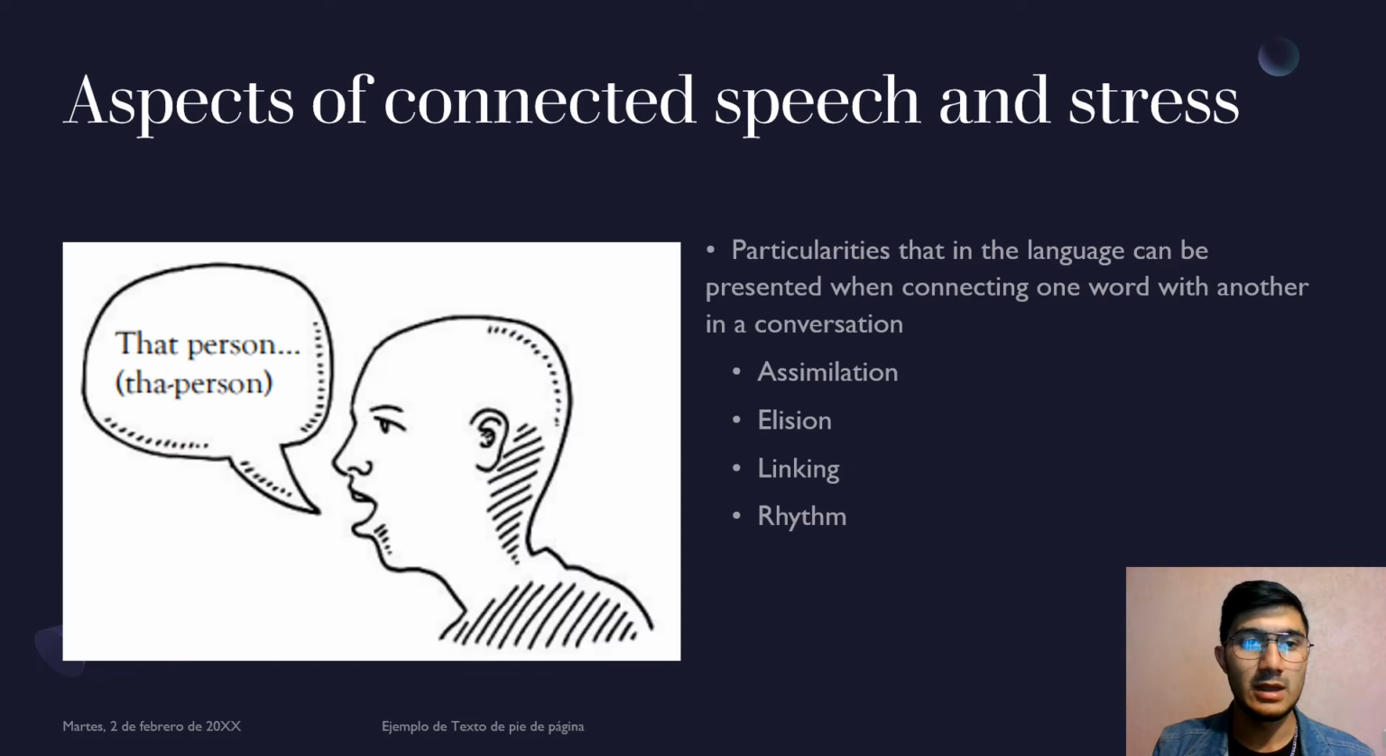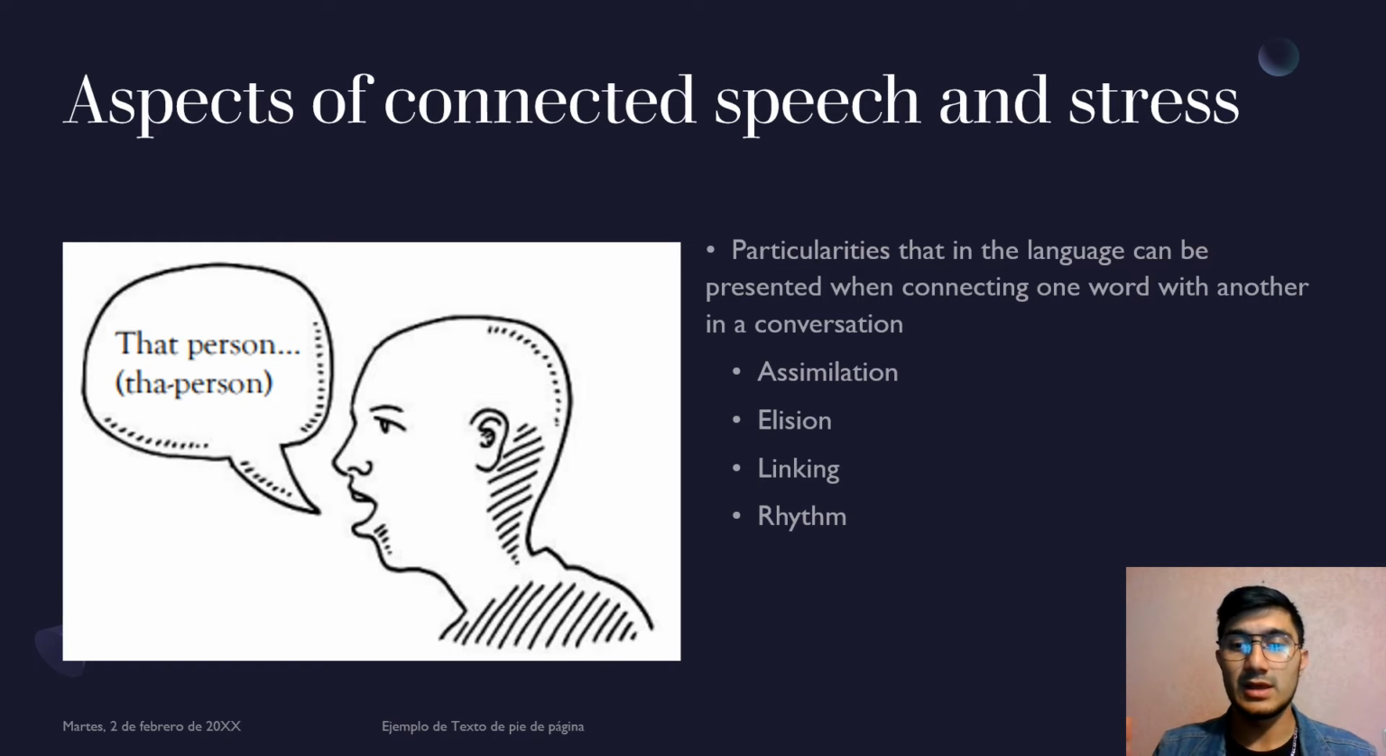The next is aspects of connected speech and stress. We're referring to particularities that can be found in the language when one word is connected with another in a conversation. For example, this is more rhythmical, or something you find out with a native speaker.